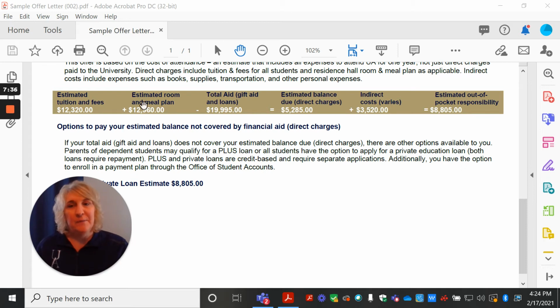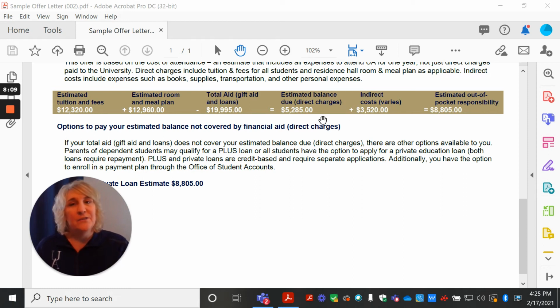So this is a full-time bachelor's degree seeking student living on campus. So they have tuition fees, room, and meal plan. We add these up and then we subtract out the financial aid that we've awarded, and that includes our grants and scholarships and the student loans. So this student has a total aid package of $19,995, and that's going to be automatically deducted from their cost each semester.